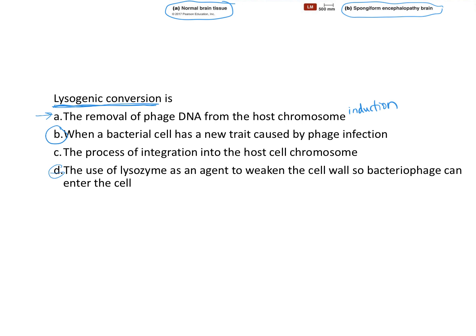This is true. This happens, but it's just part of not only penetration of the virus as well as when the virus leaves the host cell before it lyses it. And I don't know if this has a name.